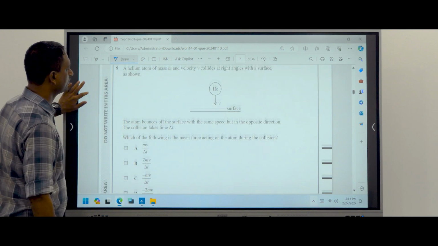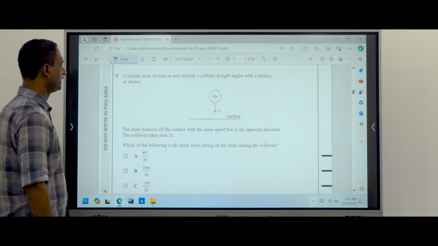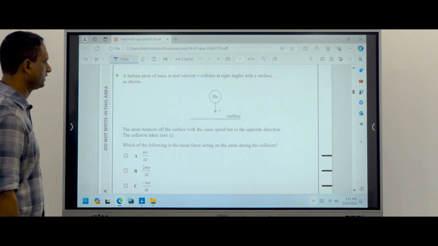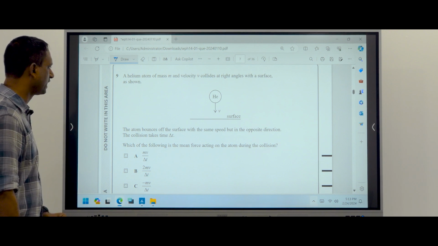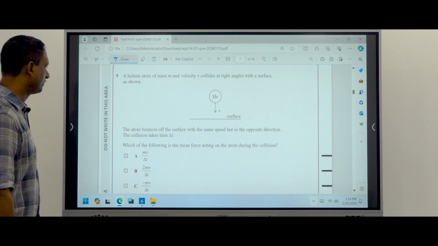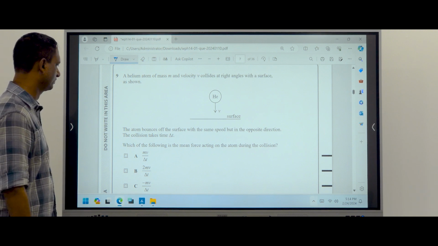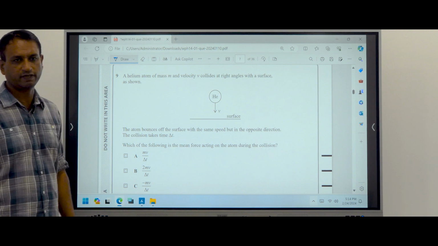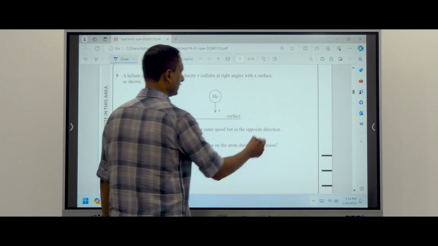A helium atom of mass m and velocity v collides at right angles with the surface as shown. The atom bounces off the surface with the same speed but in the opposite direction. The collision takes time delta t. Which of the following is the mean force acting on the atom during the collision? Force equals change in momentum divided by time. What is the change in momentum? Look at this.